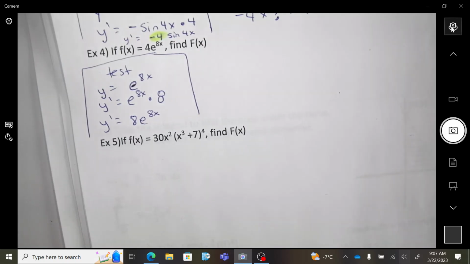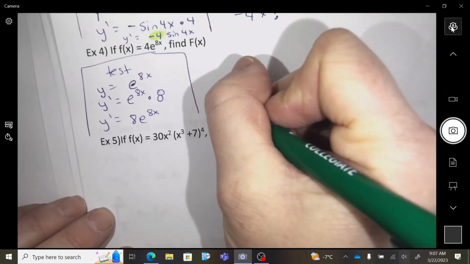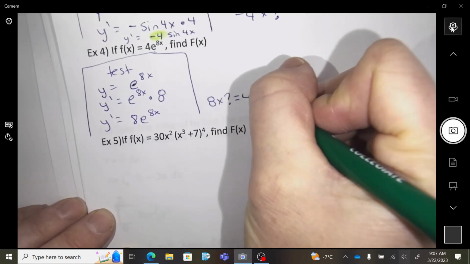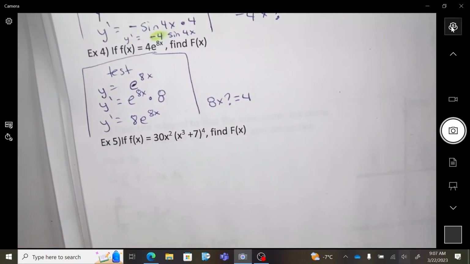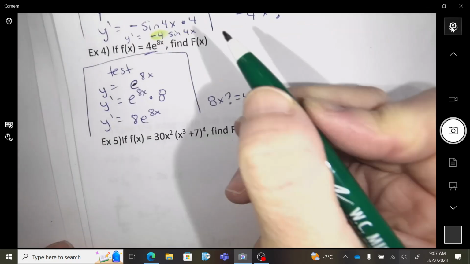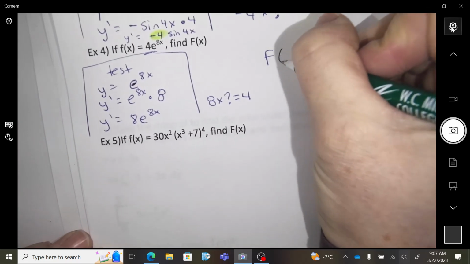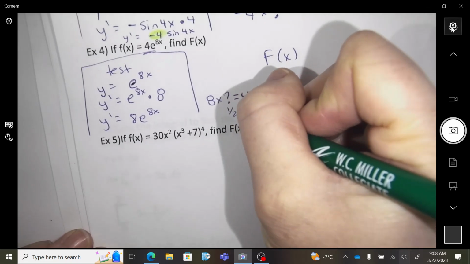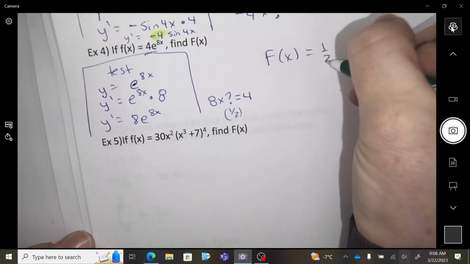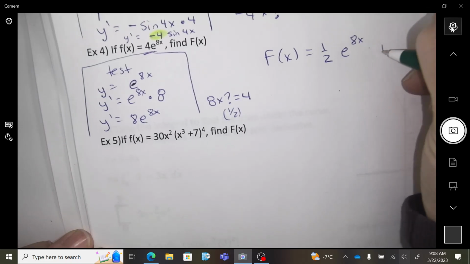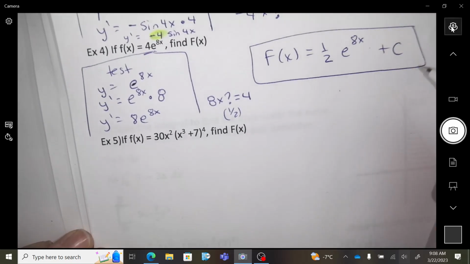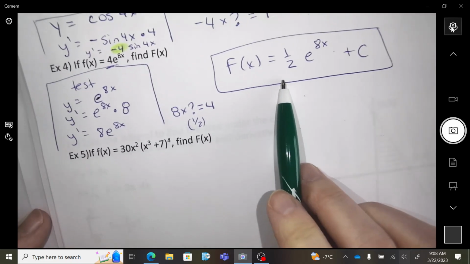Did we match? Not quite. We had an 8, so what would I have to times it by in order to get myself a 4 instead in the front, right? Because we ended up with a 4. So I would have to multiply by 1/2 in the front.